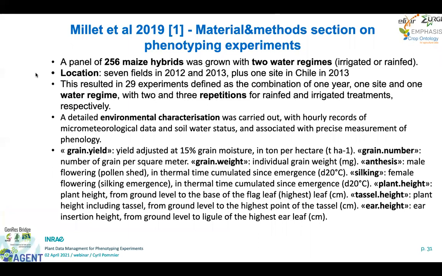So for maize, it's a paper, a dataset about a panel of more than 200 maize hybrids that has been experimented under 2 different cultural practices, 2 water regimes, irrigated or rain-fed. It's a drought experiment. It's located in 7 fields, and the temporal distribution is over 2 years. As a result, there are 29 experiments with different cultural practice, different treatments, and repetitions.